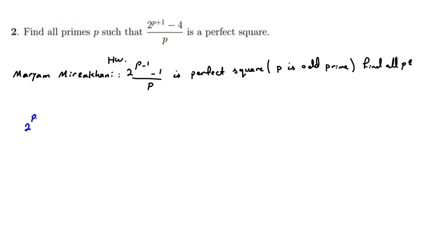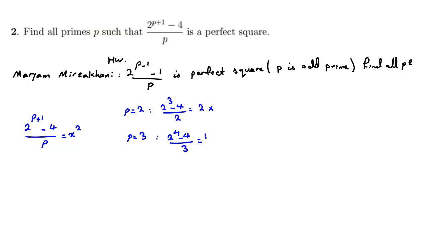It says (2^(p+1) - 4)/p is a perfect square, so it is x squared. At first, let's check some small prime numbers. For example, if p is 2, it's (2 cubed minus 4) over 2, 8 minus 4 over 2 is 2. It's not a perfect square. If we check, for example, p = 3, then (2^4 - 4)/3, 16 minus 4 is 12, and 12 over 3 is 4. It's a perfect square. So one good prime is p = 3.